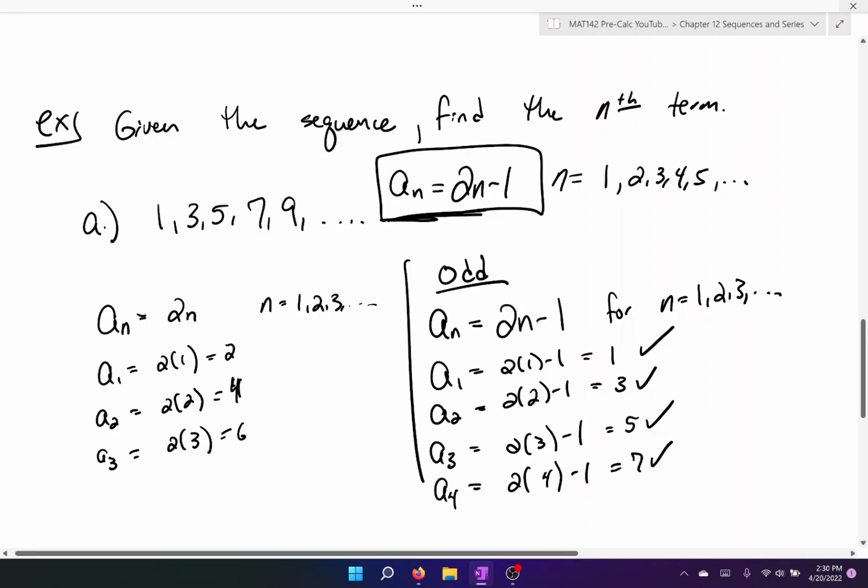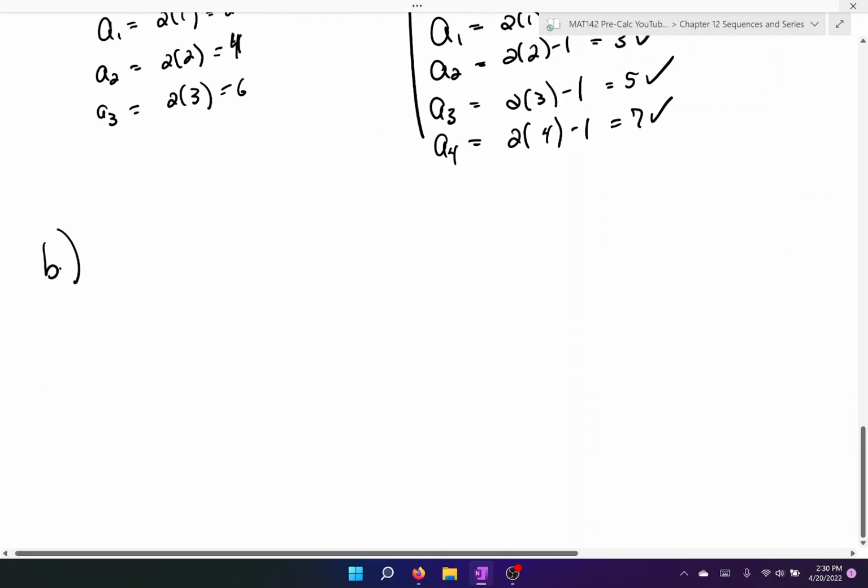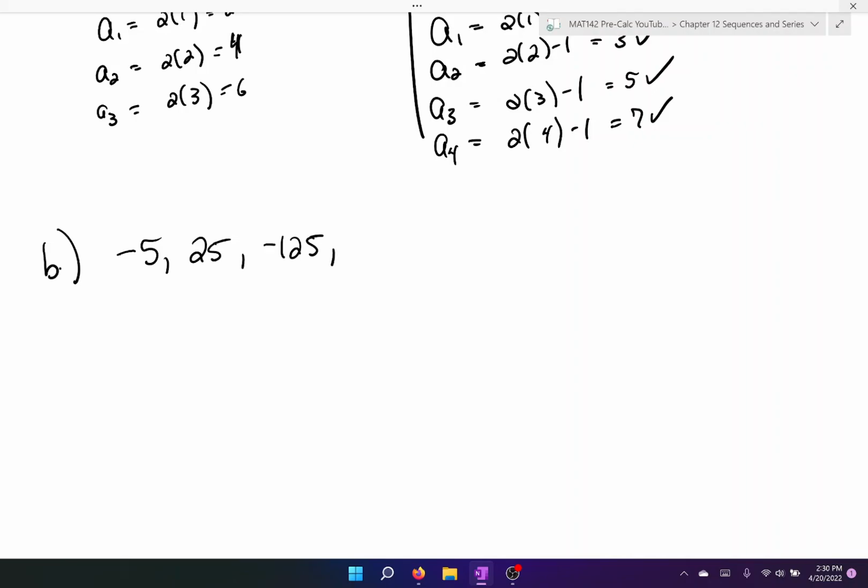Okay? Now, sometimes it's easy like this. However, other times it's not that easy. So let's look at this. How about negative 5, comma, positive 25, comma, negative 125, comma, positive 625, and so forth, okay? So when I take a step back and look at this, the first thing I notice right off the start is I have alternating signs. It starts off negative, then it goes positive, then it's negative, and then it's positive.